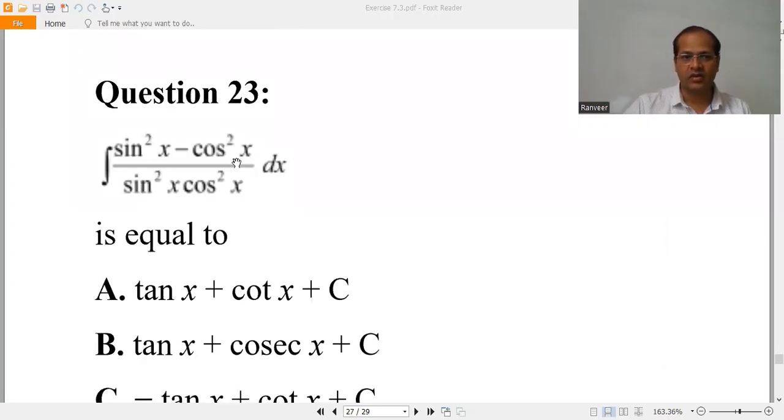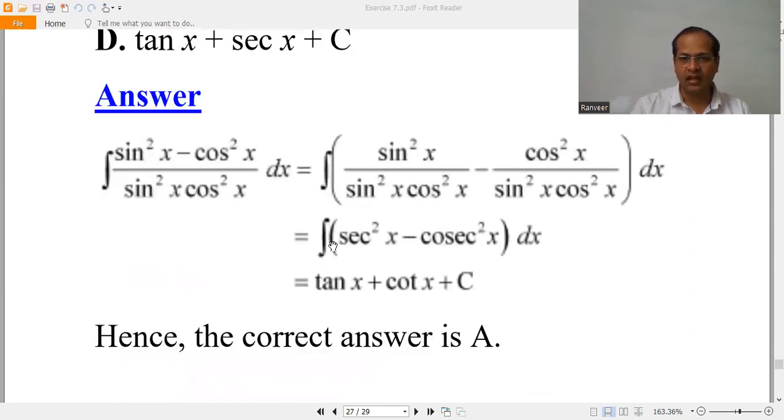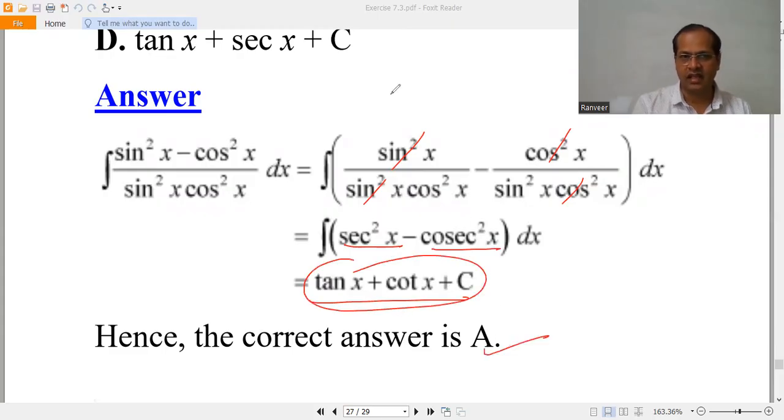Next, 1 by sin square x cos square x. Already we know whenever the product form is there, we have to split the term. We can write it here as sin square x plus cos square x, and this will cancel. This is sec square x, and this will cancel. This is cosec square x. Now this is tan x minus cot x. The answer is A. Now the next question.